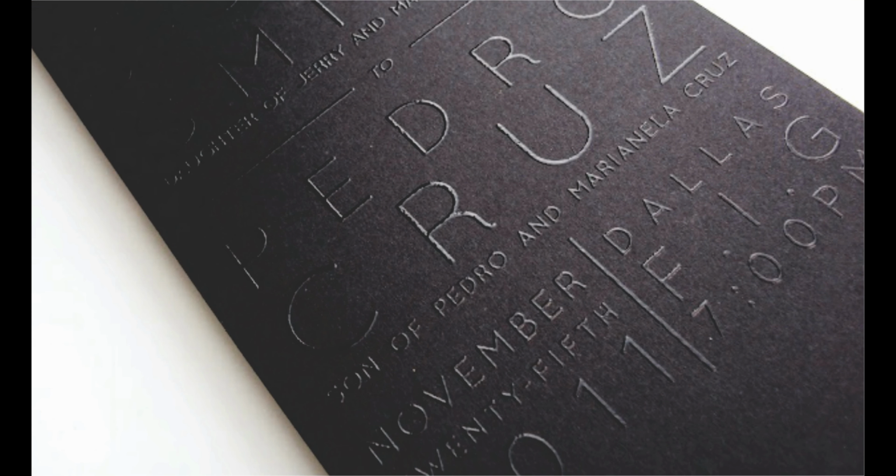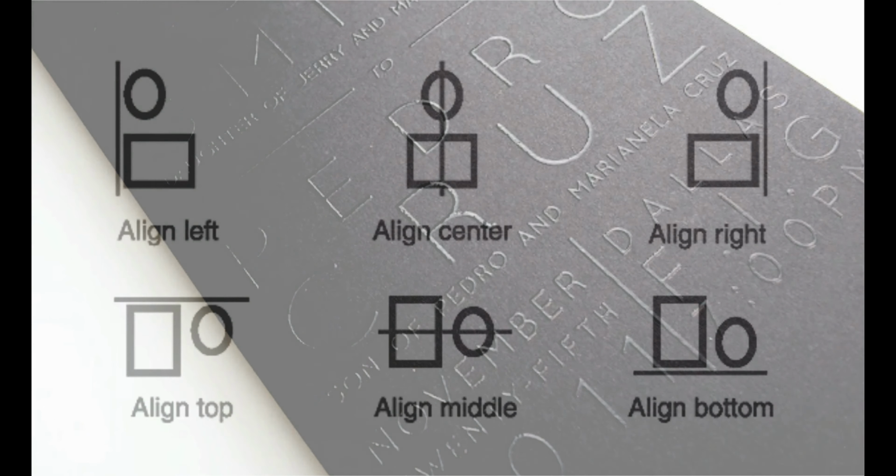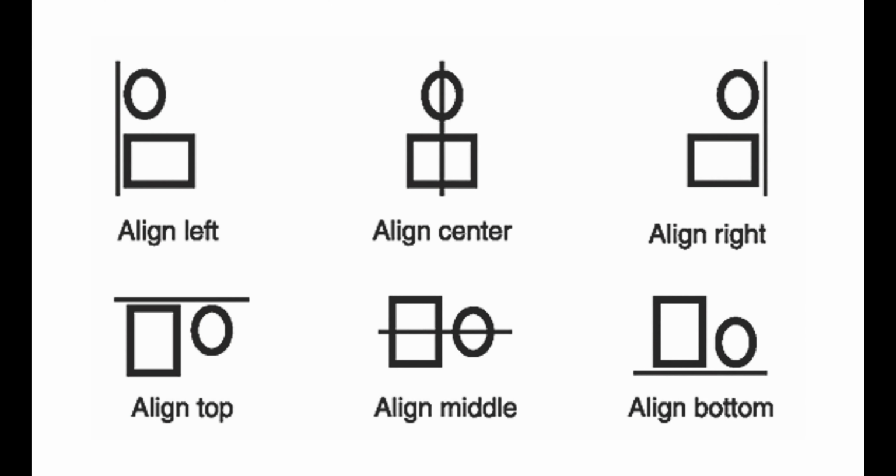Thermography, a heat-based process that fuses ink and resinous powder to create a raised lettering. The subtle difference between thermography and engraving is that with thermography the text is shinier and the back of the invitation remains smooth. Alignment is used to describe the position of your invitation and text in relation to margins.